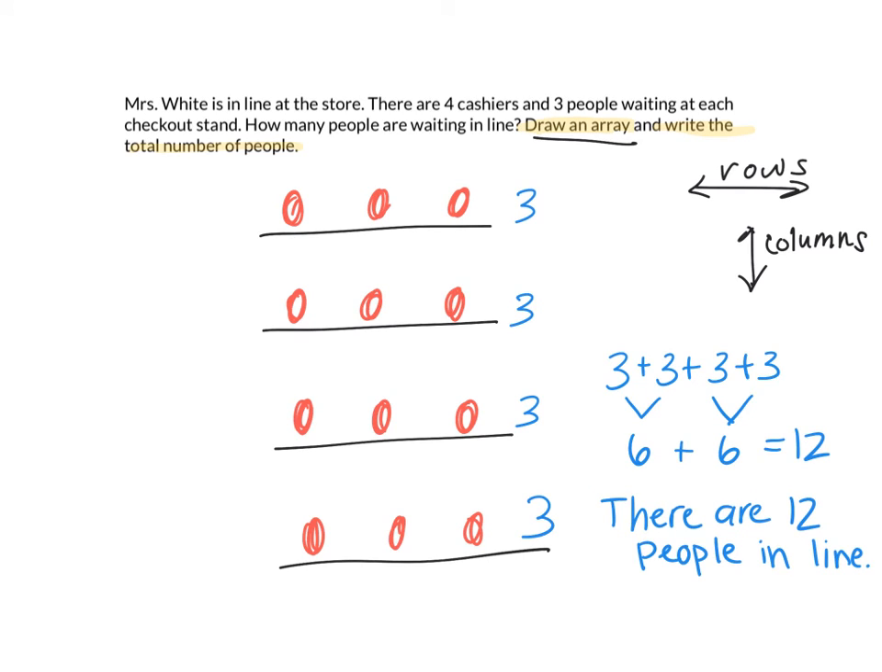Okay, so I did my array. I drew it. I chose to do it with rows. You could choose to do it whichever way you want. And then I wrote the total number of people. And I chose to figure out that total by using a repeated addition problem. Okay?